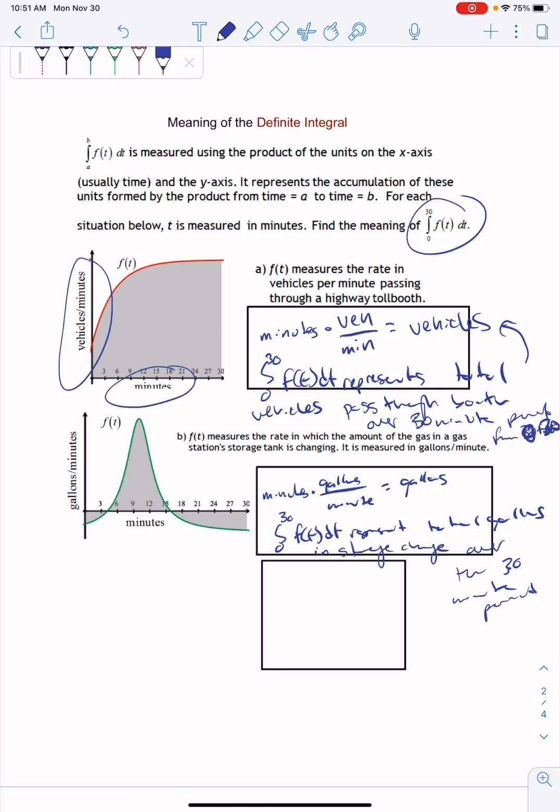I guess this one would represent, let's see, our y value is measuring gallons per minute. So I would assume this means that gallons are leaving. This means that gallons are entering. This means that gallons are leaving. So our total would be the total change in gallons, right? This one would be our total change in gallons of gas in the tank.